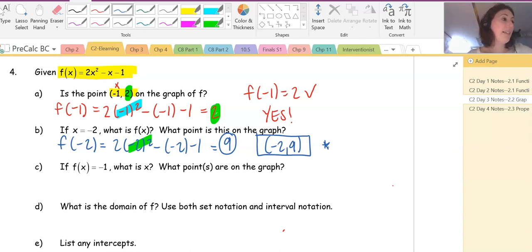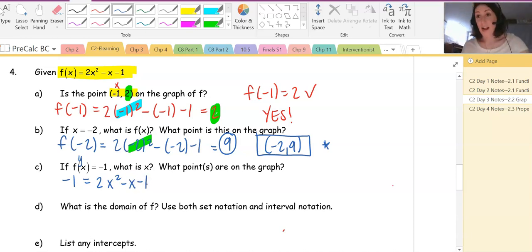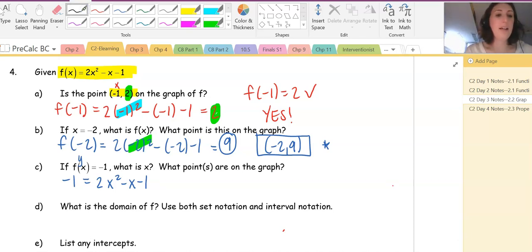If f of x is equal to -1, what is x? What points are on the graph? So now this is my y coordinate, right? So I'm going to plug -1 in for y. This would be a really great one to graph and just find your intersection points, but I don't want you to graph it. So we're going to solve it algebraically.